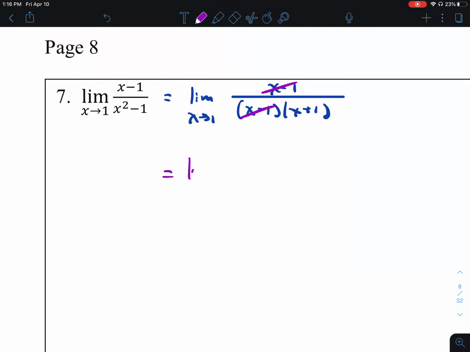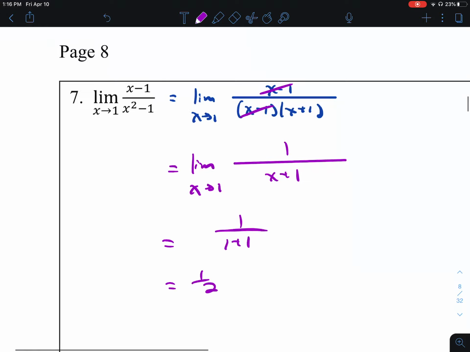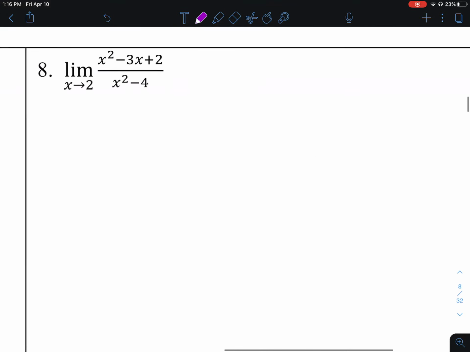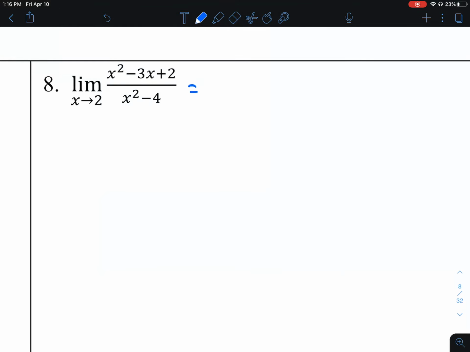X minus 1 cancels from the top and the bottom. When you cancel using division, you're left with a 1. Using substitution, put a 1 in for the x, we end up with a half. This graph has a hole at 1, 1/2. It's not relevant to the answer, but I'm just reminding you what that means. Number 8, this little fella also factors.